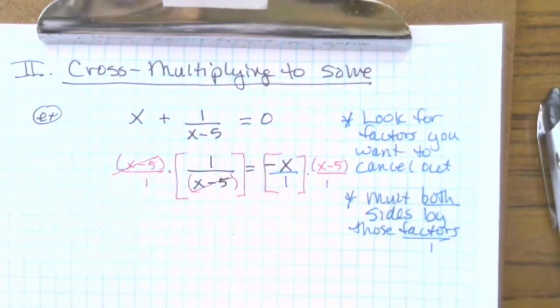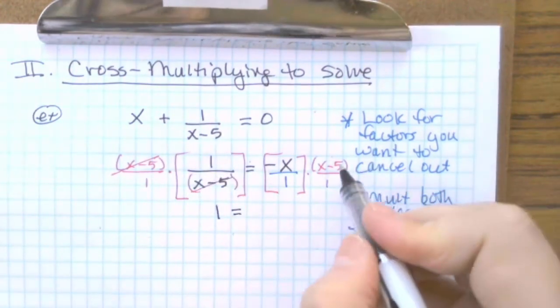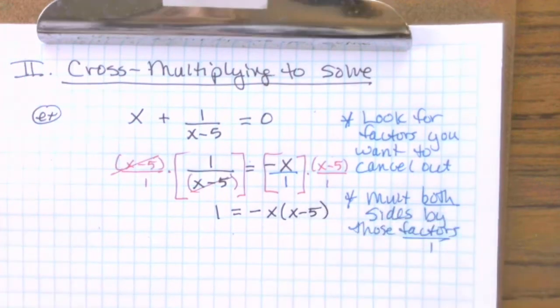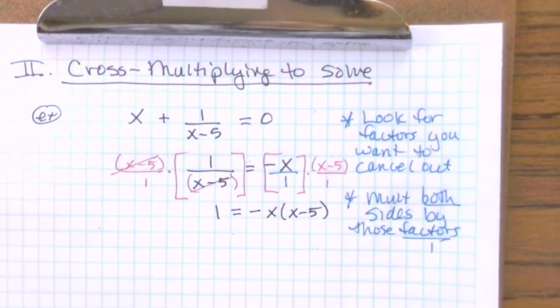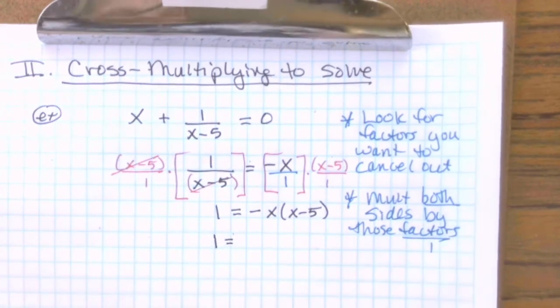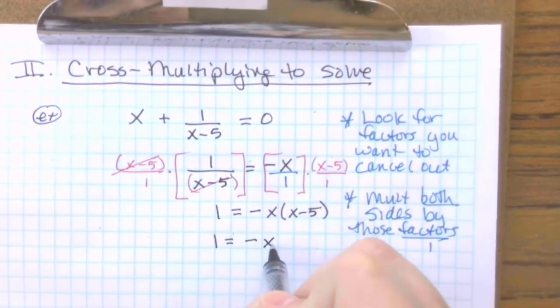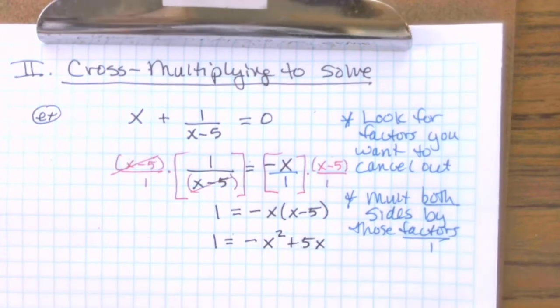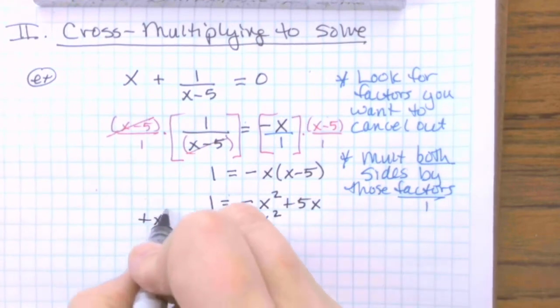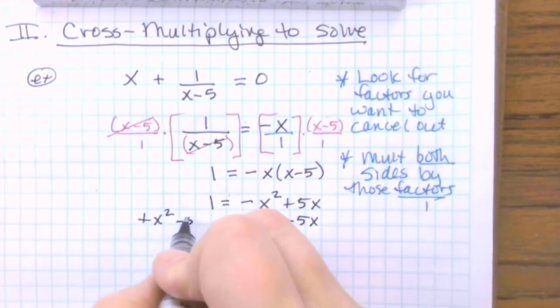So this will cause the left one to cancel. But on the right, there was nothing to cancel out, so you have negative x times x minus 5. And this is why this technique is not one of my favorites, because it tends to cause students to miss terms or skip over terms or cancel things that aren't canceling. All right, let's finish this out. Distribute the negative x, so negative x squared plus 5x. This is a quadratic, so I'm going to move everything to the left. So add the x squared to the left, subtract the 5x to the left.